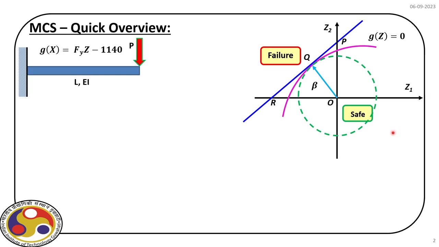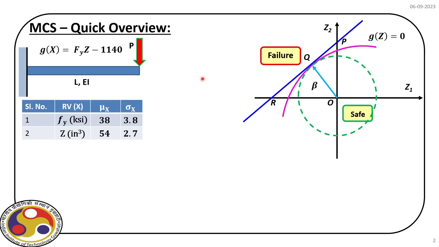This is a beam with a point load, and this problem is taken from Haldar and Mahadevan's book, where we design the beam at the support and we first find out the plastic moment capacity and then the applied moment. Based on that, we solve this problem. Here we have two random variables, and the properties of these random variables are given here.